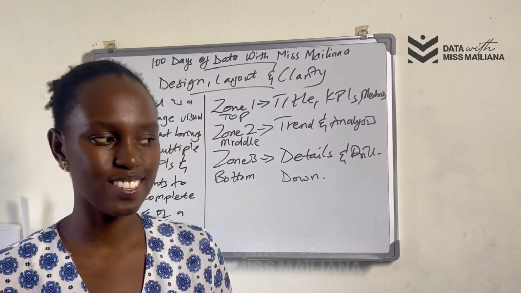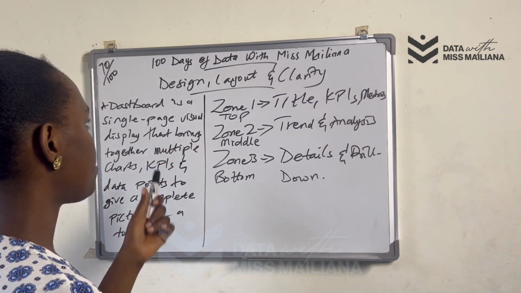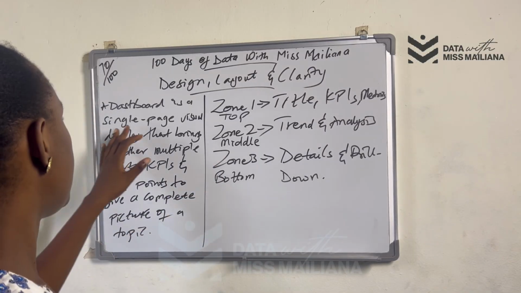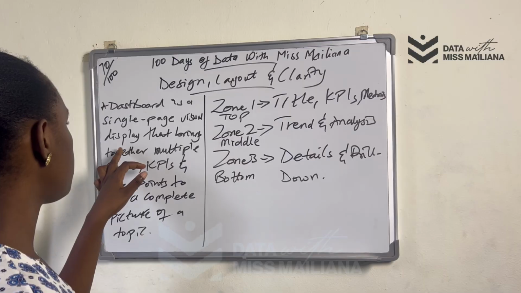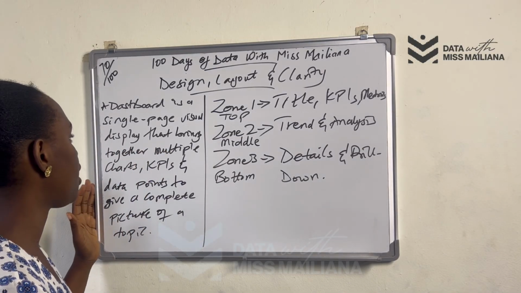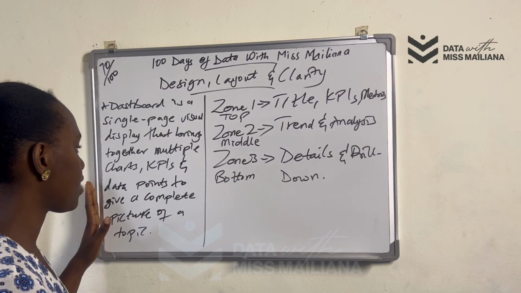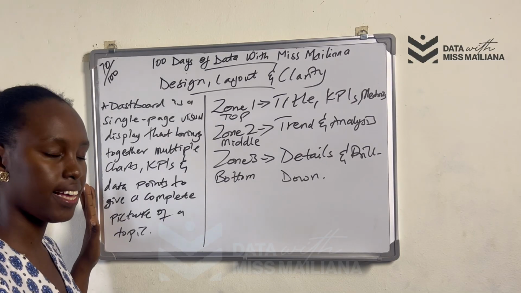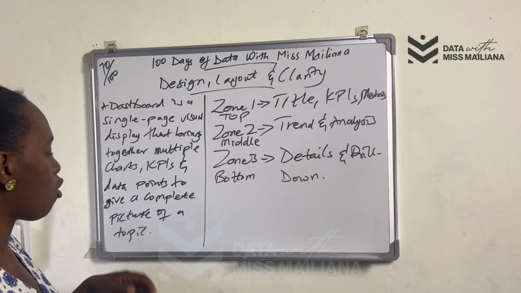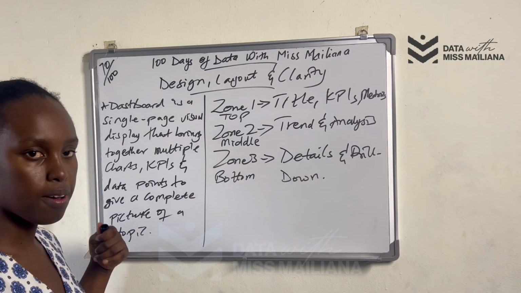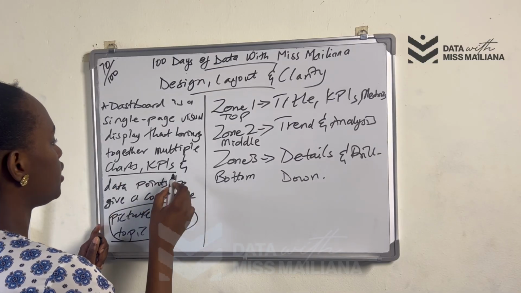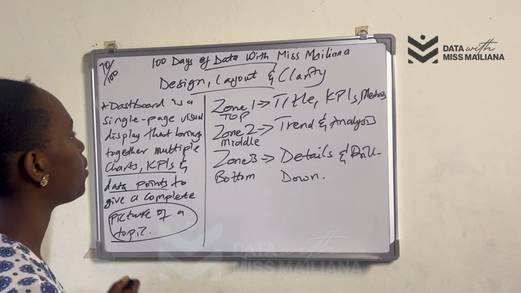All right, so let's get into today's video. Today we're talking about designing layouts and clarity of a dashboard. A dashboard is a single page visual display that brings together multiple charts, KPIs, and data points to give a complete picture of a topic. I want you to know about this: a picture of a topic, charts, and KPIs and data points as well.